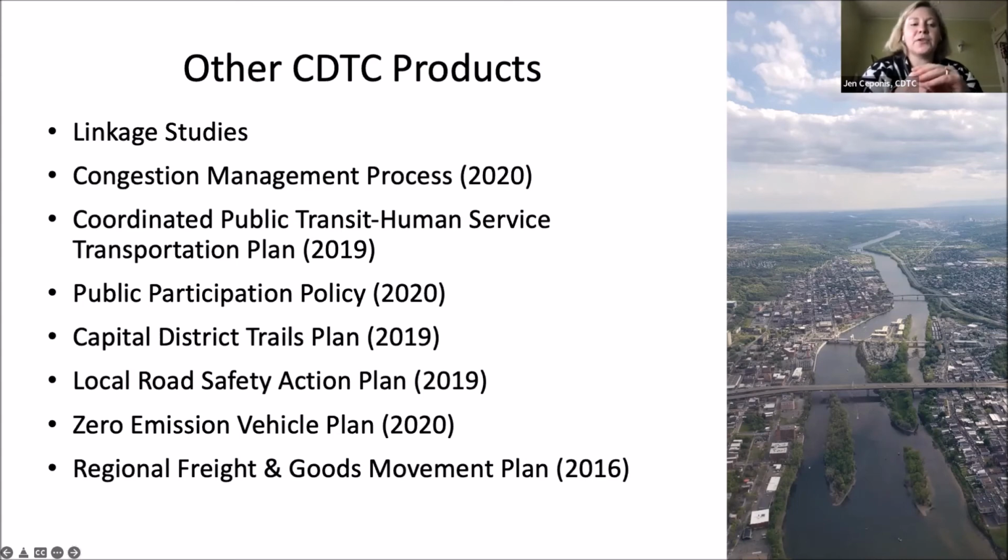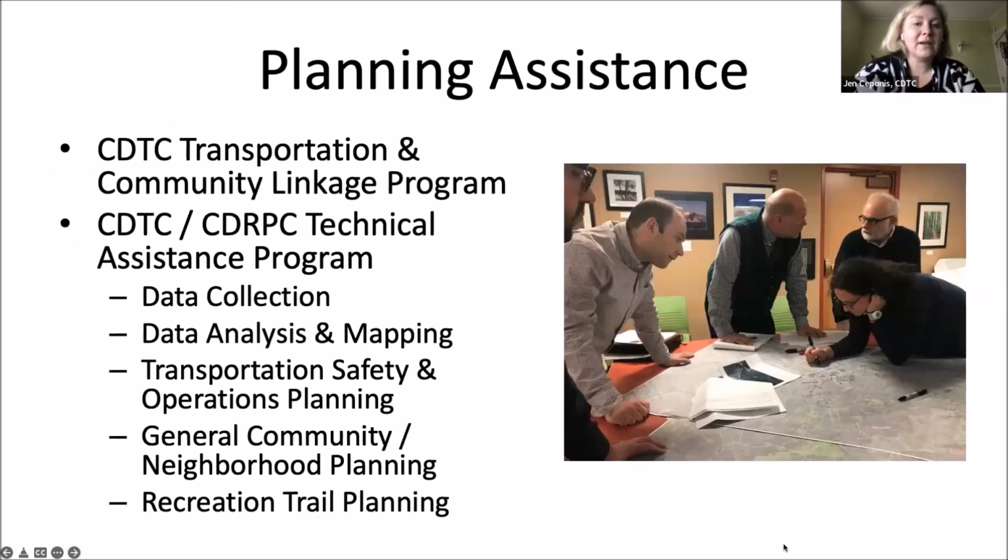CDTC's Linkage Community and Transportation Linkage Program has yielded about 100 studies over the last 20 years. And we have an archive of transportation and land use studies on our website. Also the congestion management plan, which was done with our Metropolitan Transportation Plan in 2020, is available. We have a coordinated public transit human service transportation plan and public participation policy that also has strategies that your community can use for enhanced public engagement. The Capital District Trails Plan, our local road safety action plan, the zero emission vehicle plan, and the regional freight and goods movement plan. We have a lot of ongoing studies also.